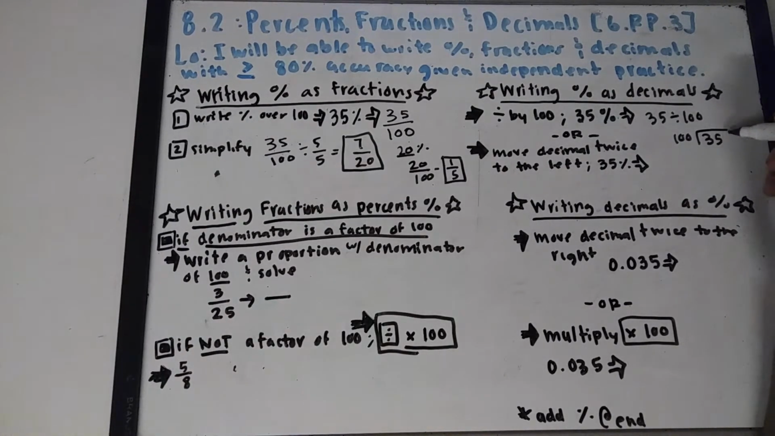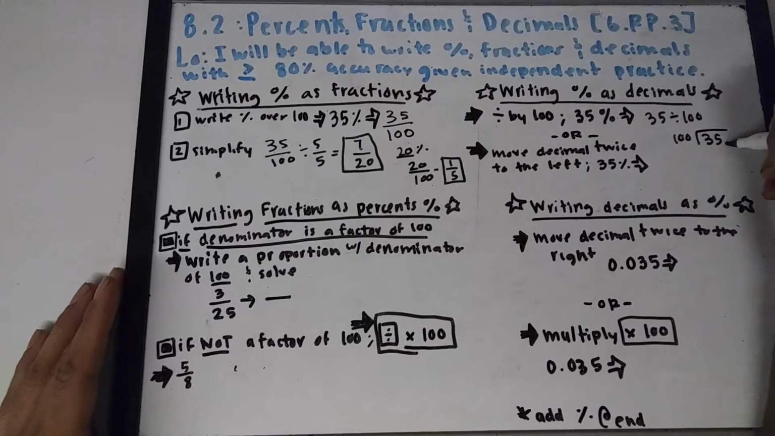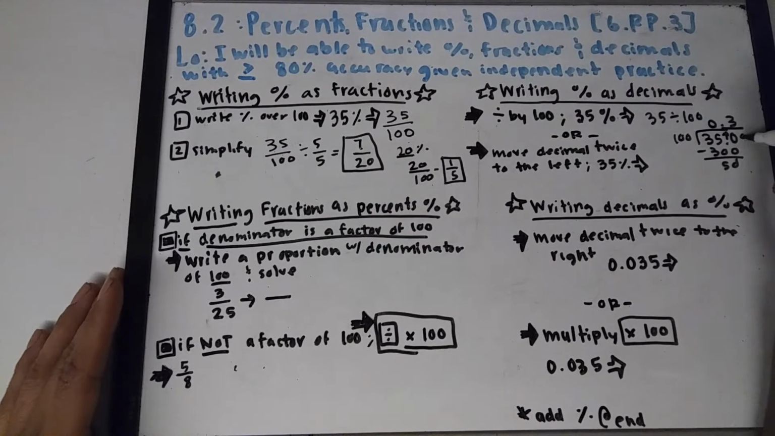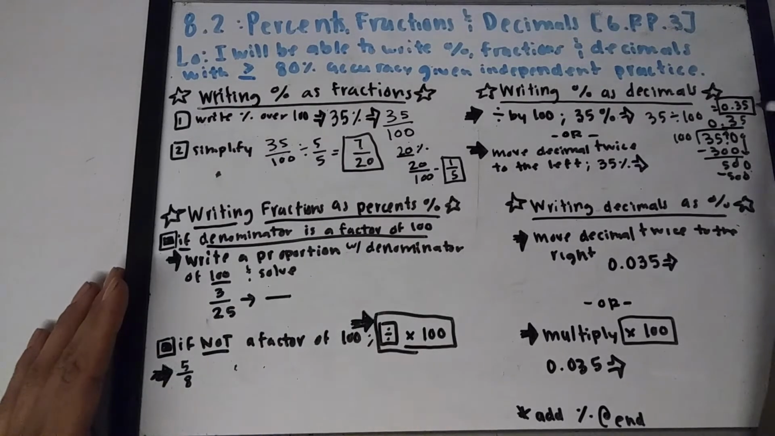100 cannot go into 35. So I have to add a decimal here, bring it up. So that's 0 times, and then add a 0 here. So that will be 3 times. That's minus 300. I have 50 left. I add another 0 right there. So that gives me 5. So that's minus 500. So it's basically 0.35. Okay, 35 hundredths. That's the hundredths place.